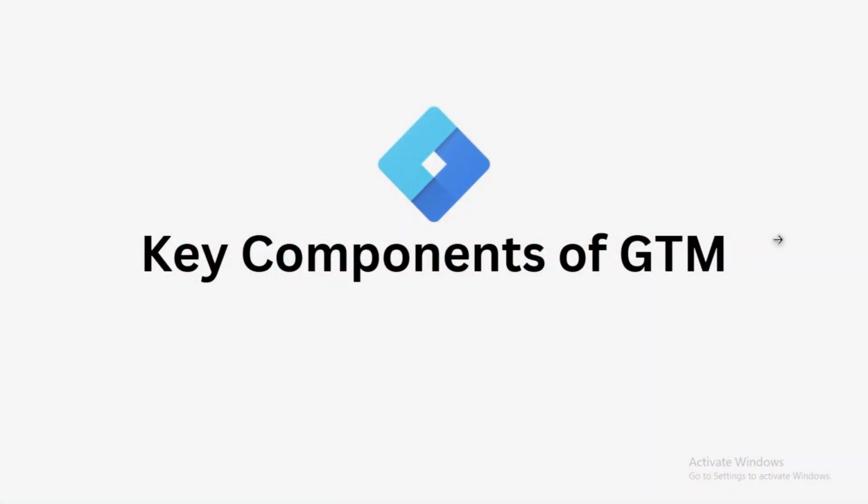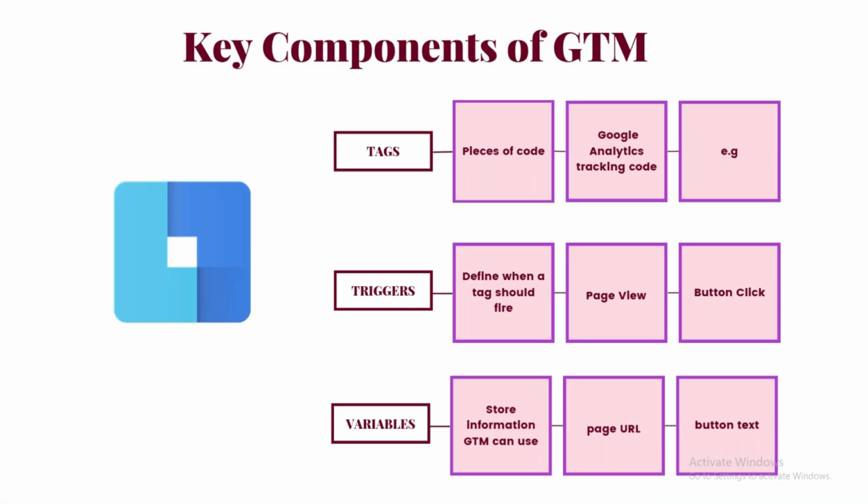Key components of GTM. Let's break down GTM into its core components: tags, triggers, and variables. Tags are pieces of code, like the Google Analytics tracking code. Triggers define when a tag should fire, like page views or button clicks. And here are variables. Variables store information GTM can use, like page URL or button text.